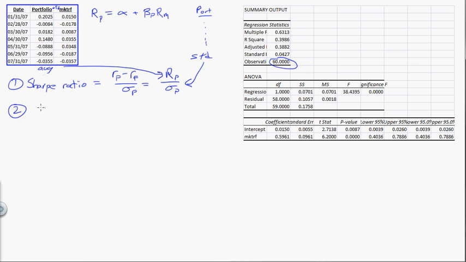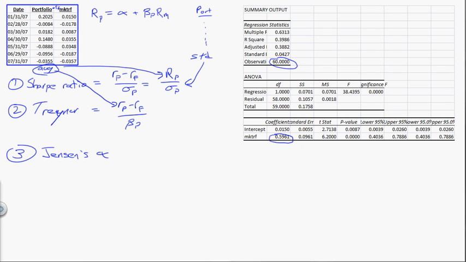Okay, 2, I want to do the Treynor measure, which is going to be the excess returns over the beta of the portfolio. The excess returns, we found that average right here, the exact same one. The beta of the portfolio is right here, so it would be this divided by 0.5961. 3, we want to find Jensen's alpha.